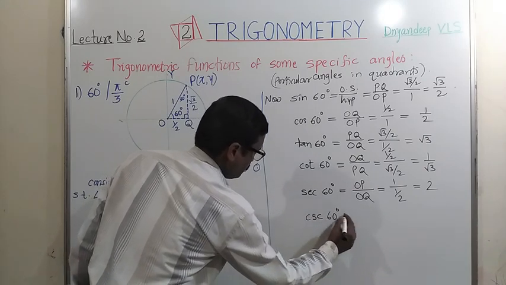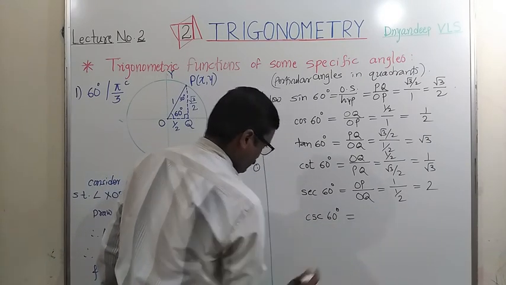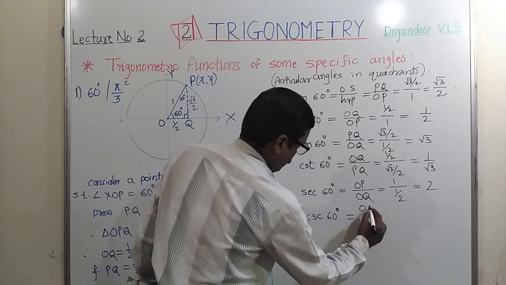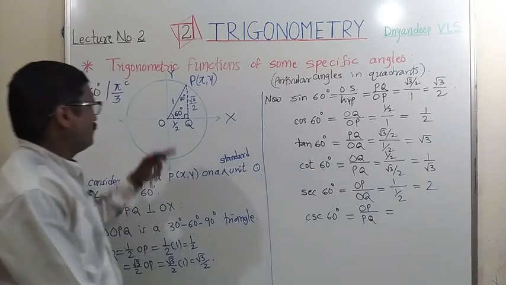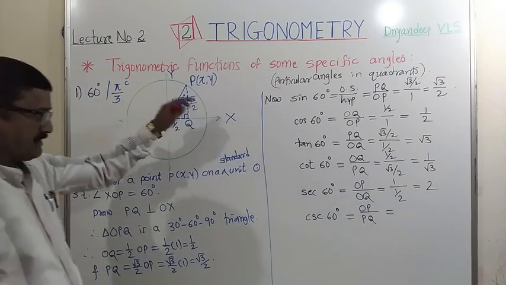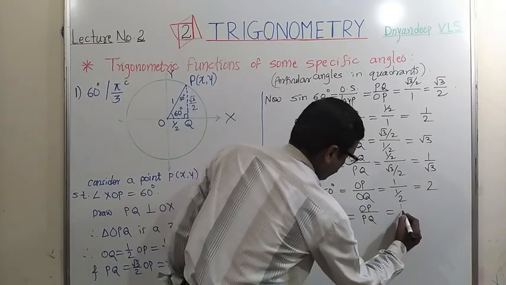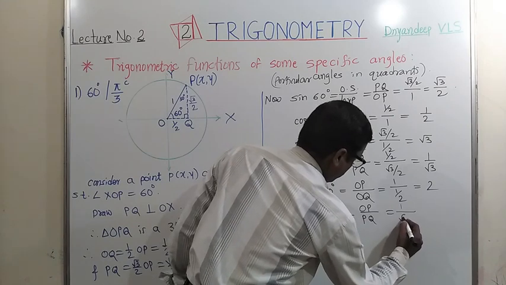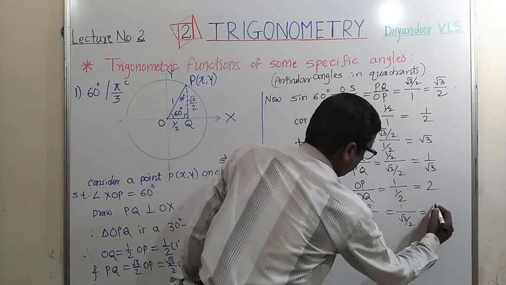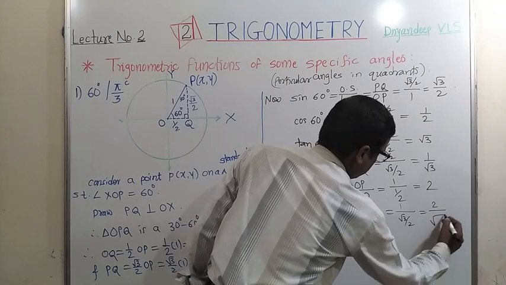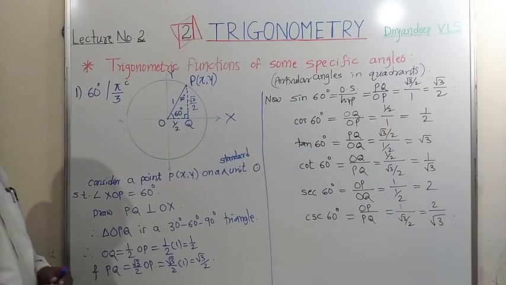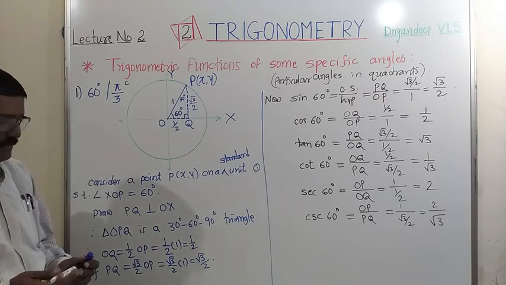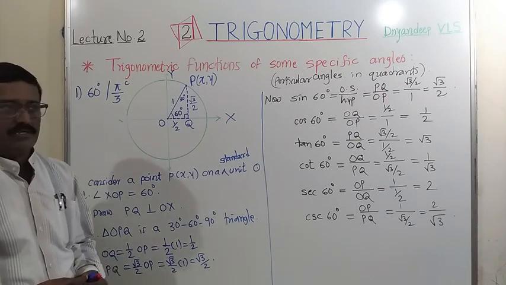Cosec 60 is equal to OP upon PQ, means hypotenuse upon opposite side PQ. It is equal to 1 upon root 3 upon 2. So it is equal to 2 upon root 3. So these are the trigonometric functions for angle having measure 60 degree.